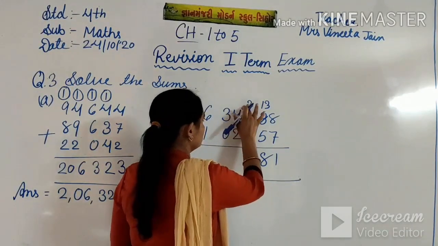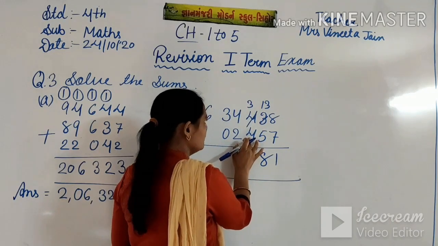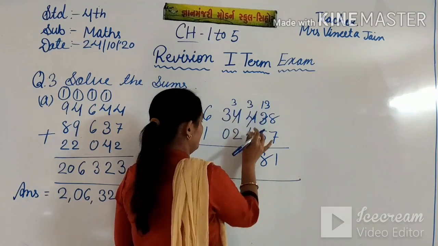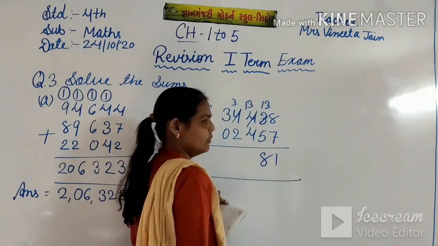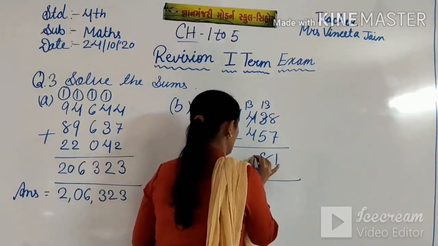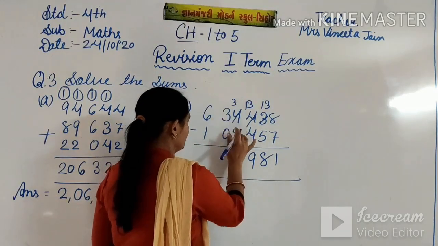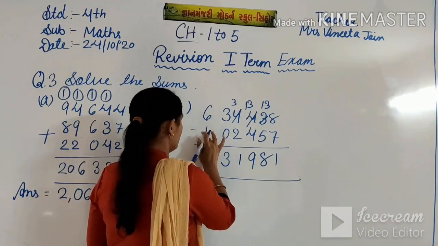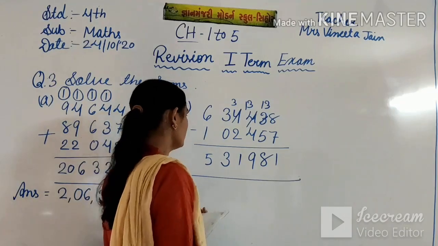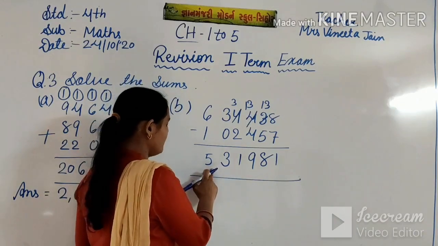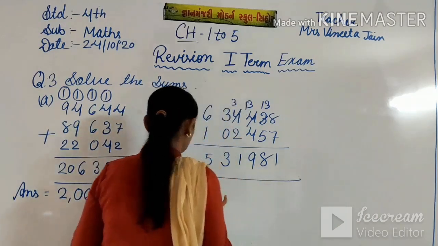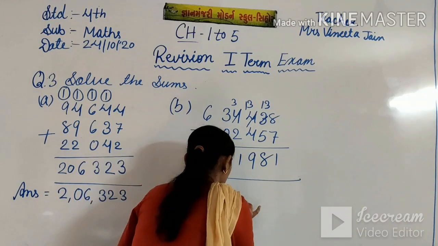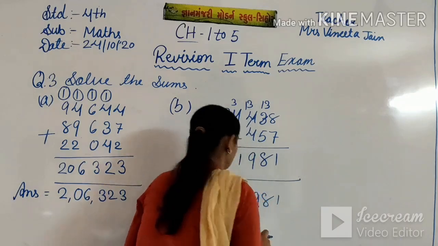Okay, next, 3. 3 is less than 4 again, so we will borrow from the next digit. 4 will become 3 and 3 will become 13. Okay, students. So 13 minus 4, 9. Okay, next, 3 minus 2, 1. Next, 3 minus 0, 3. Then 6 minus 1, 5. Okay, students. So we will get the answer 5,31,981. Okay, students. Note down.